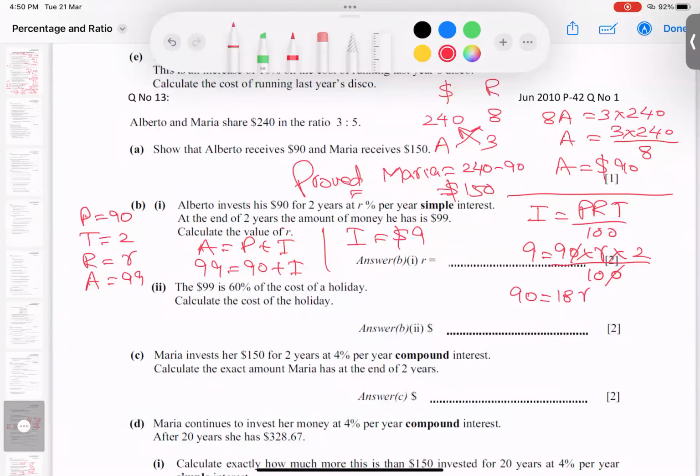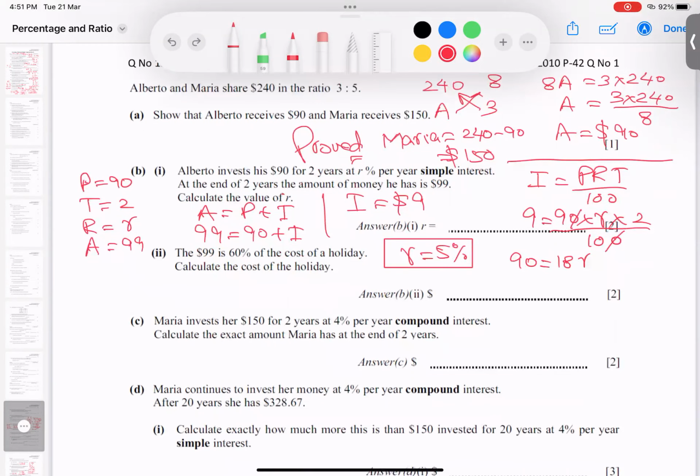And 90 divided by 18, if I check it, it gives me 5%. So the rate of interest is 5%. I get it. Alhamdulillah, I believe the point is very clear. And this is a critical point because I know that some students make mistakes in this part. Let's move on next. I will discuss all doubts together at the end when I finish the question.